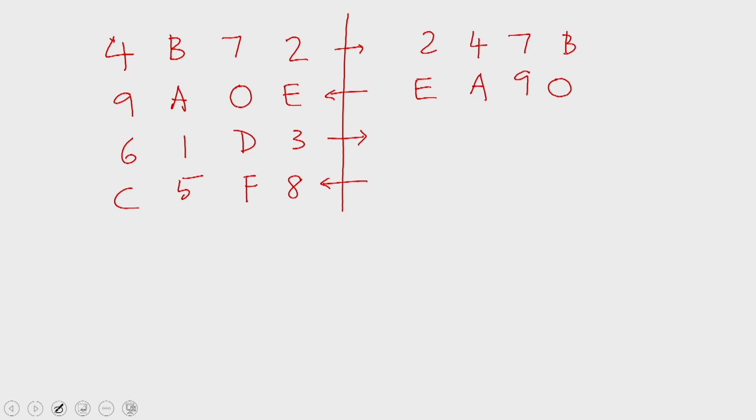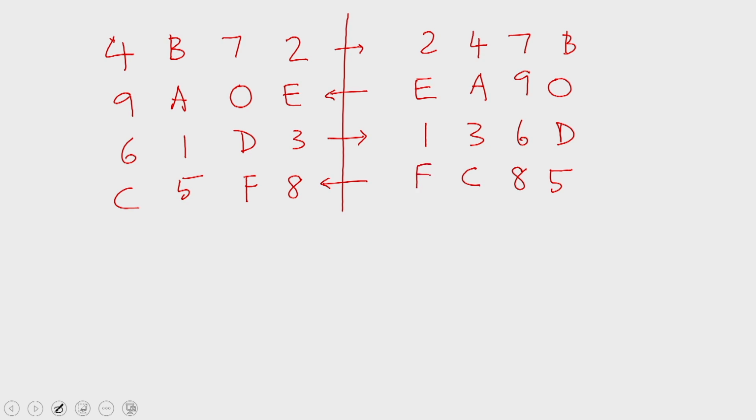And the third row again is sorted from left to right. So, we have 1, 3, 6 and D. And the fourth row is sorted from right to left. We have 5, 8, C and F.